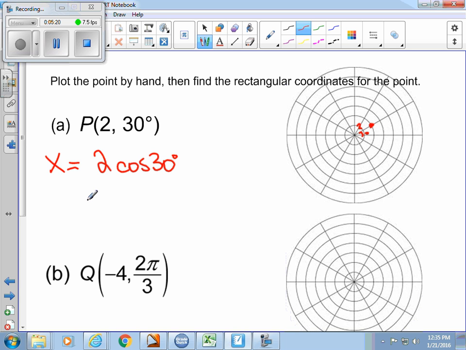Yes. You could have done a 30, 60, 90, but in general, y would be 2 sine of theta. So in general, if you have r and theta to get x and y, you do r cosine theta and r sine theta. And as Joseph was saying, because this is a 30, 60, 90, we could find those exactly. Cosine of 30 is radical 3 over 2, so that just makes this radical 3. Sine of 30 is a half, so that just makes this 1.